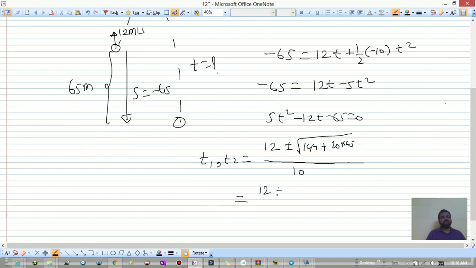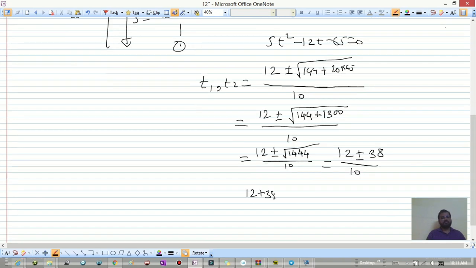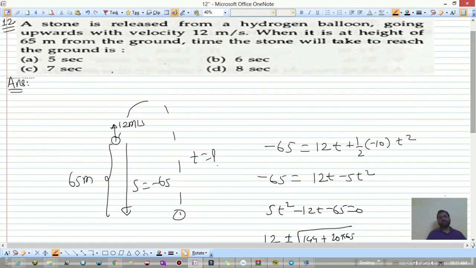So if you just solve this, you will get 12 plus or minus square root of 144 plus 1300, divided by 10. So 12 plus or minus root of 1444 divided by 10. What is the square root of 1444? It is 38. So 12 plus or minus 38 divided by 10. 12 plus 38 divided by 10 is 5 seconds, t1 we have, and t2 is minus 26 divided by 10, which becomes minus 2.6 seconds. But negative time is not possible, and that is the reason we have to consider positive time. So 5 seconds is the answer.